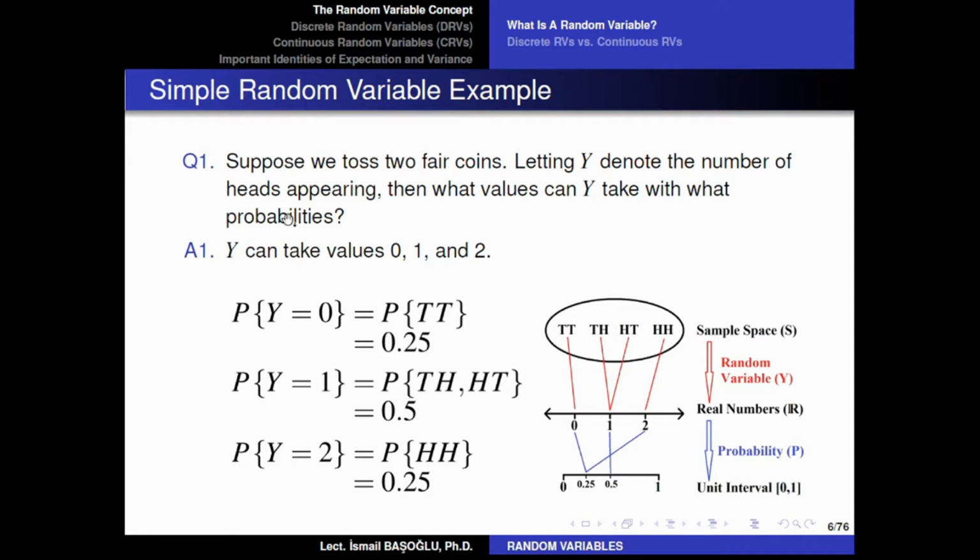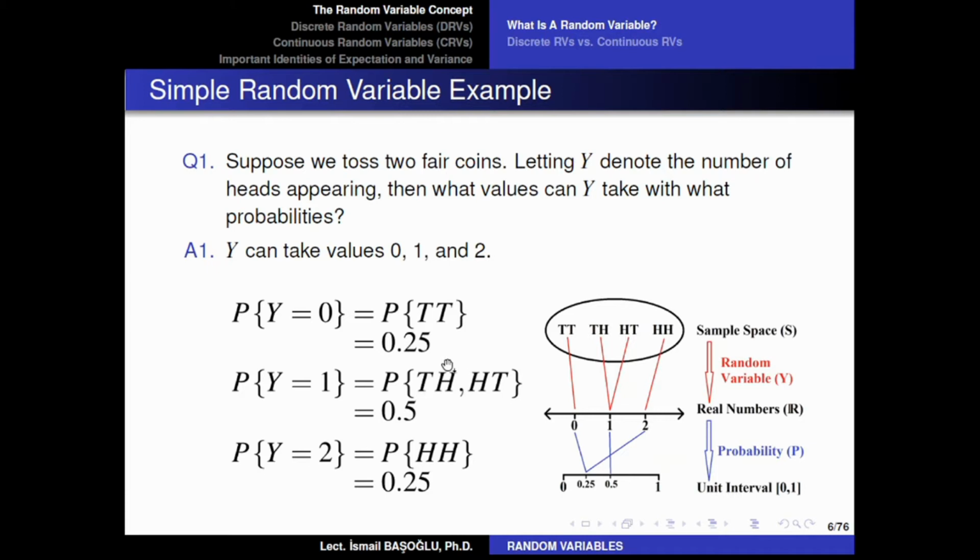And with which probabilities can Y take these values? Let's check it. Just like in the previous example, the dice example, the probability that Y is equal to 0 is possible with the probability of getting two tails. Because when we get two tails, Y is going to be 0. Number of heads is going to be 0. And the probability of Y being equal to 0 is simply 0.25. The probability of Y being equal to 1 is the probability of getting exactly one head.